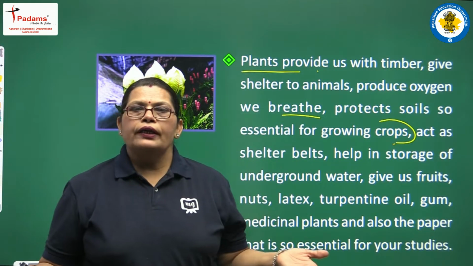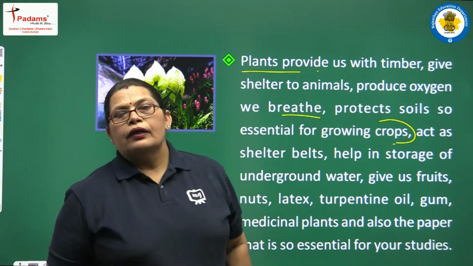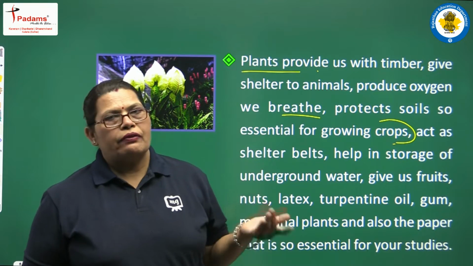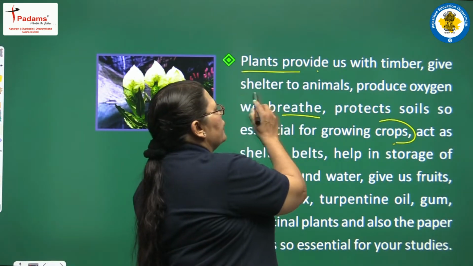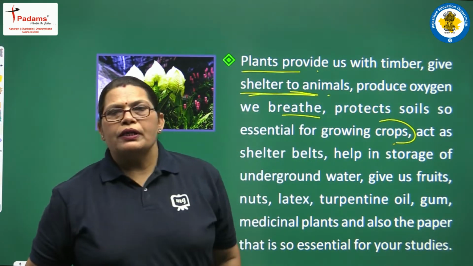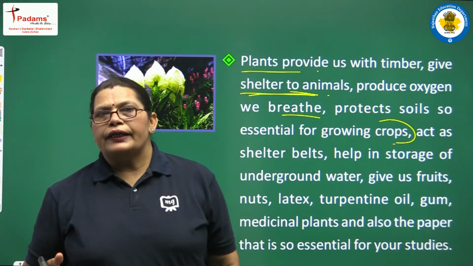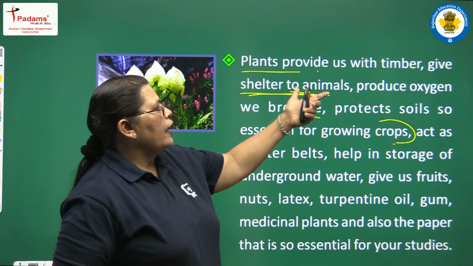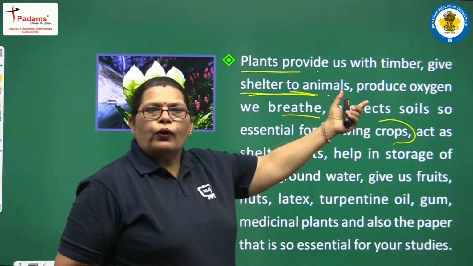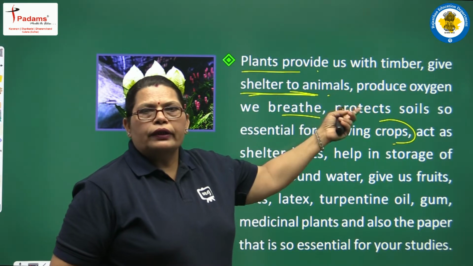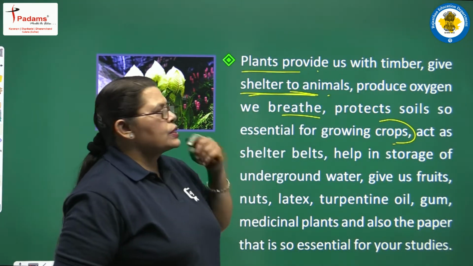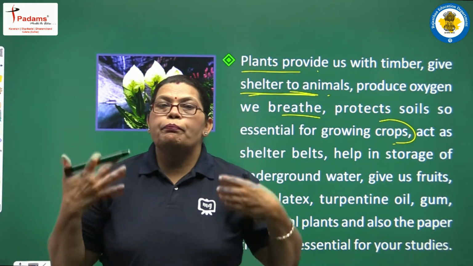First of all, we get timber for different purposes in our life, and see the other one, for the purpose of animals. Animals get shelter under the plants, and overall, another main important thing is the production of oxygen. Which oxygen? Which we breathe.